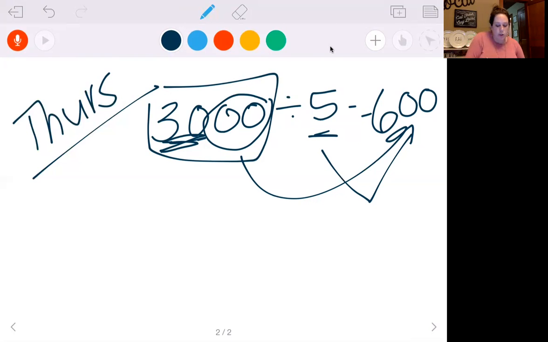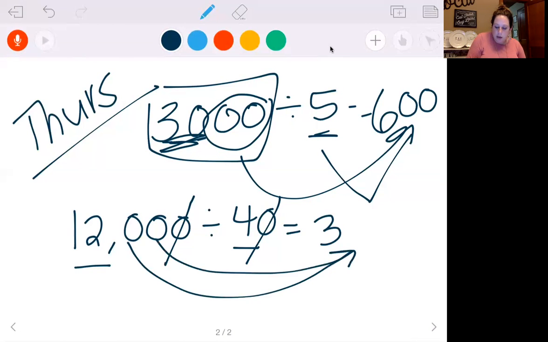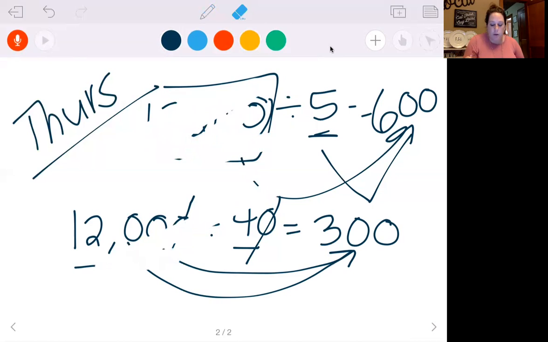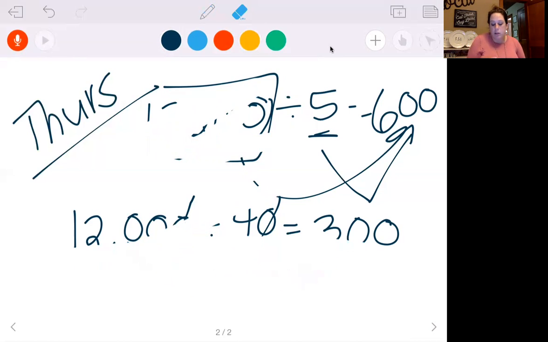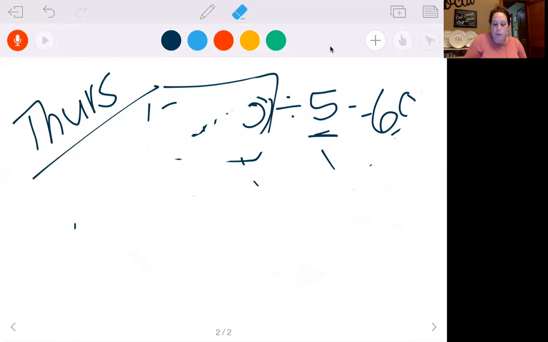Another one they gave us was 12,000 divided by 40. Remember my little trick. If I have a 0 on this side and a 0 on this side, I'm going to cancel them out. Then I do 12 divided by 4 is 3. And I'm going to take those 2 zeros, add them over here, and I get 300. Okay, so just little tricks to help you. This is something that you will use all the time. Why do long division when you can just do this, right? We're all for whatever quick way we can do it.